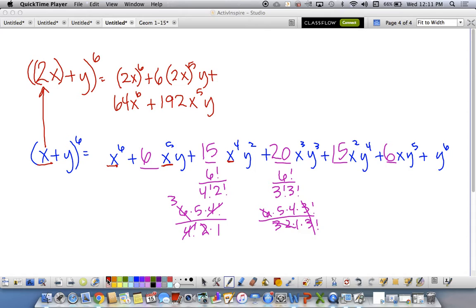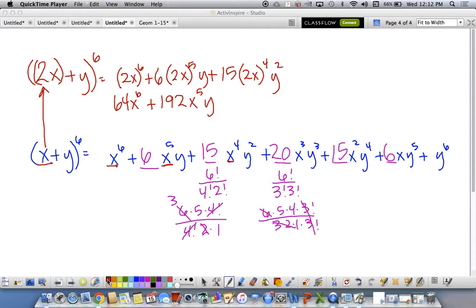Plus 15, parentheses, 2x to the 4th, y squared. So now you're doing 2 to the 4th, then times 15. It takes a while. It takes a lot of time. They will very rarely ask you to write out long ones. So 16 times 15 is 240.